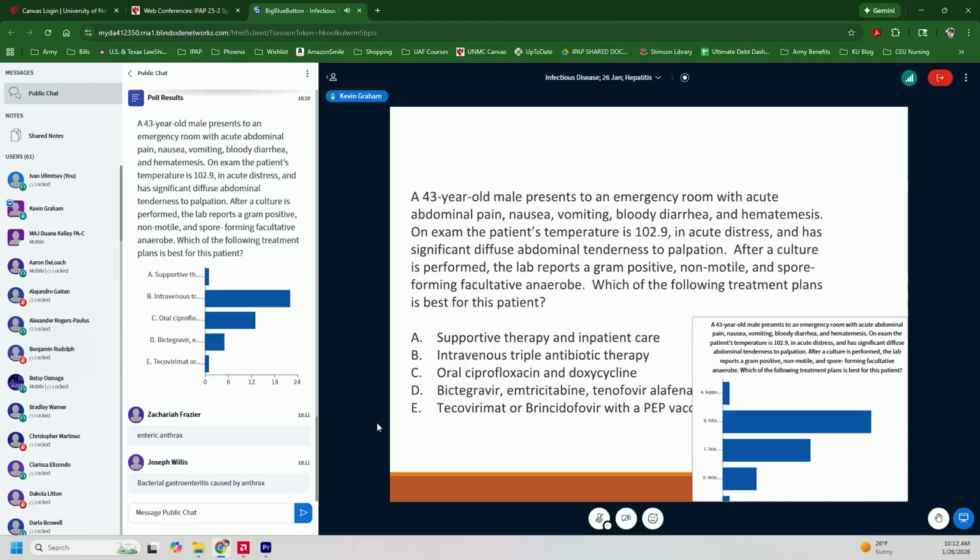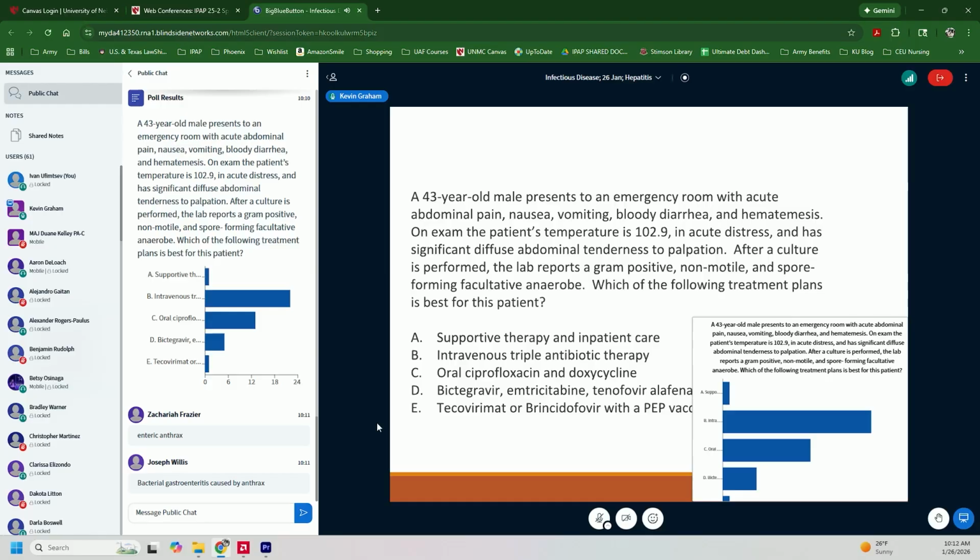And this person is hurting bad. If you read this out here, this person's hurting bad, right? It even says he's in acute distress, pretty high fever, significant tenderness. Patient even reports acute abdominal pain, right? So we know we have this.